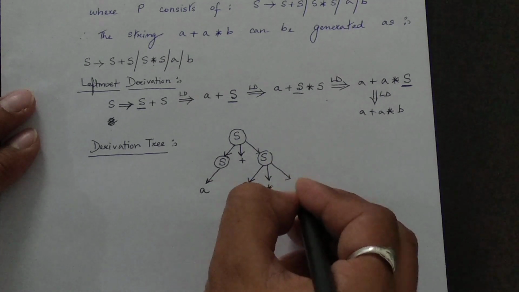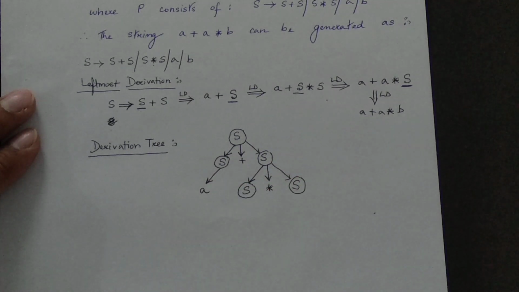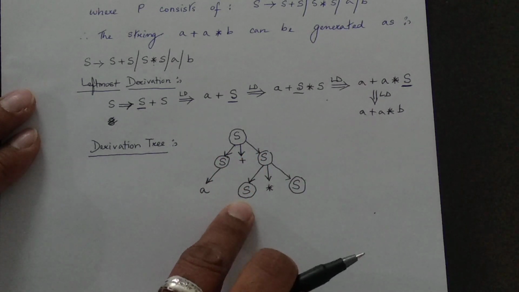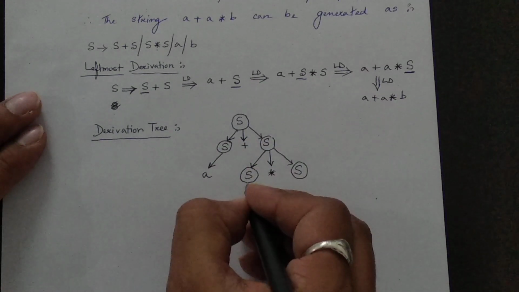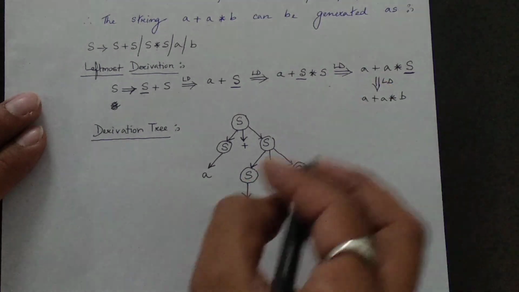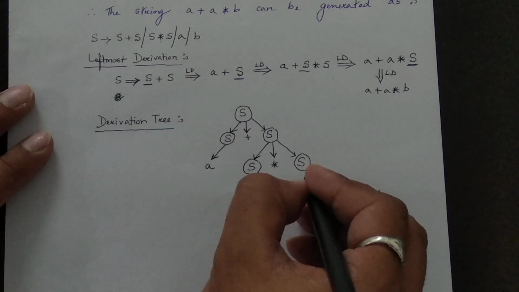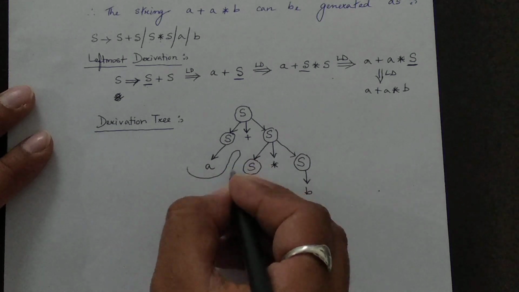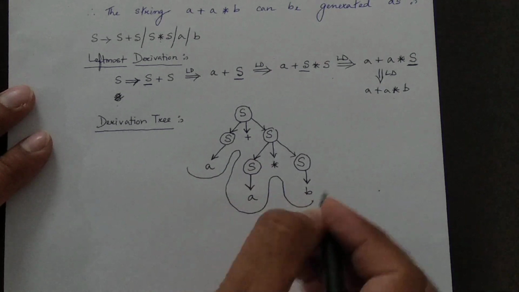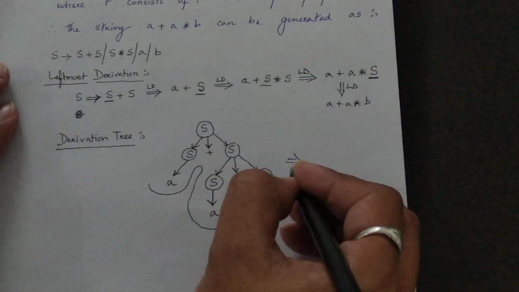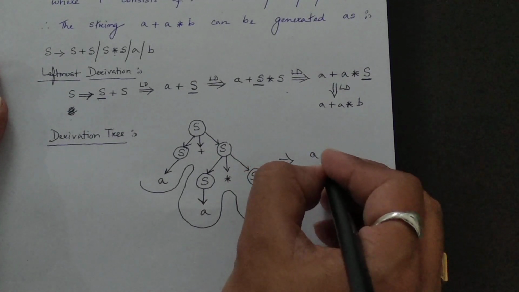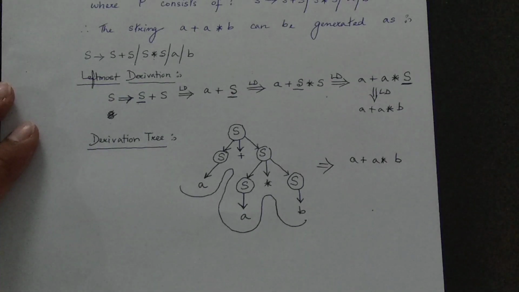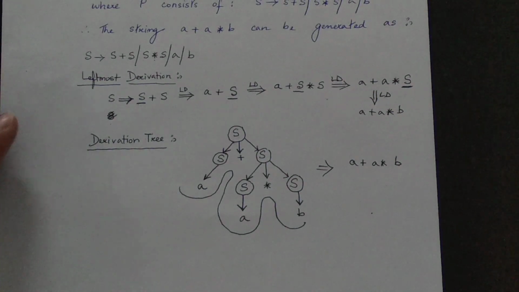asterisk S, correct? And then finally again I have replaced the leftmost S by which symbol? By A. And then finally this one I have replaced by B. Therefore the string that you got is A plus A into B. So this is how you did the leftmost derivation.